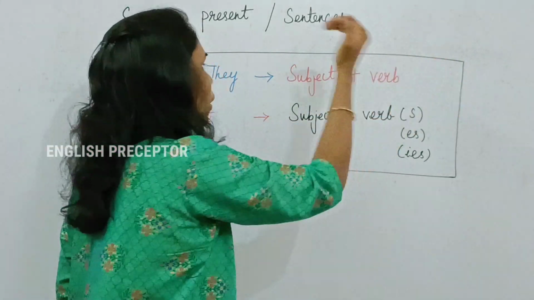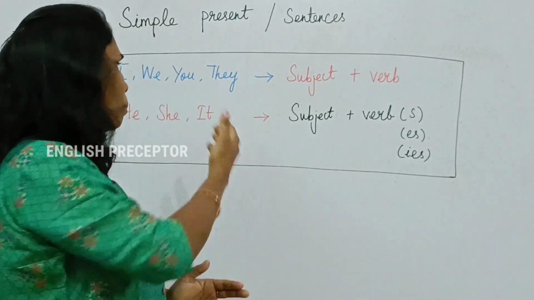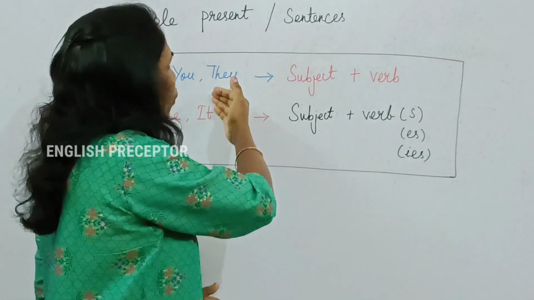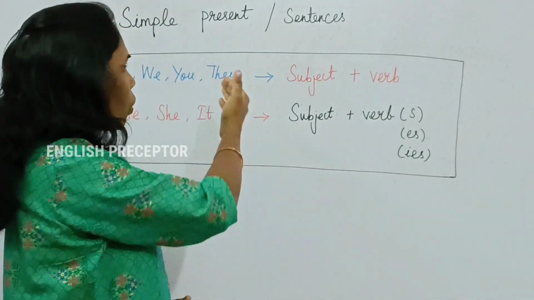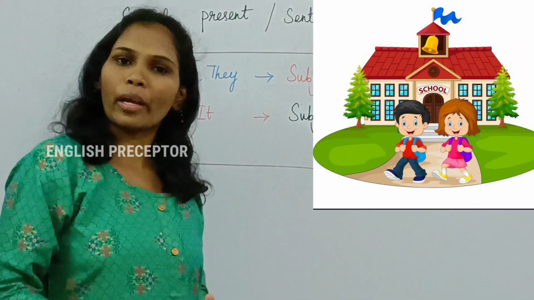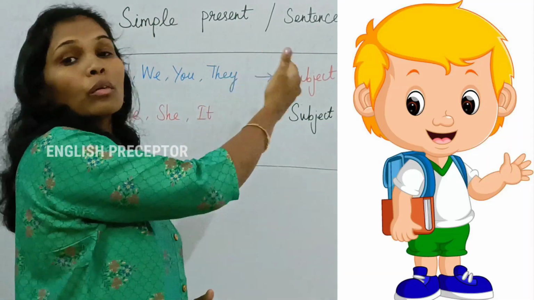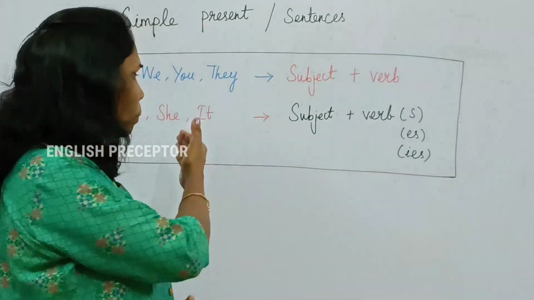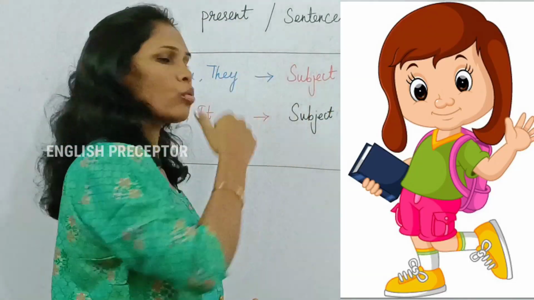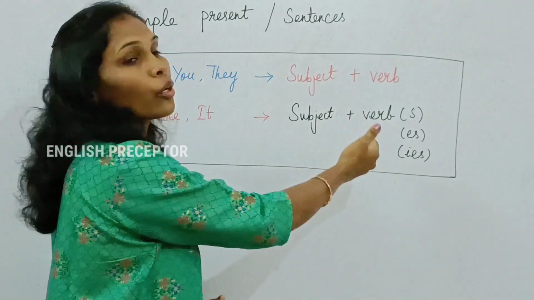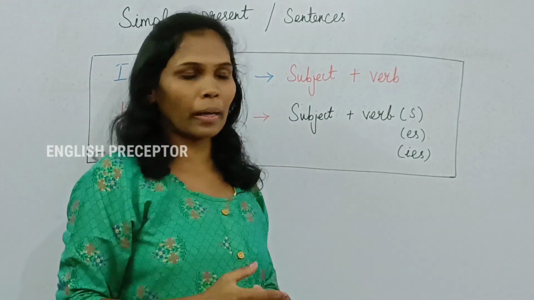We go to school regularly, which means every day or regularly. You go to school regularly. They go to school regularly. But he goes to school regularly. She goes to school regularly. It goes to school regularly.